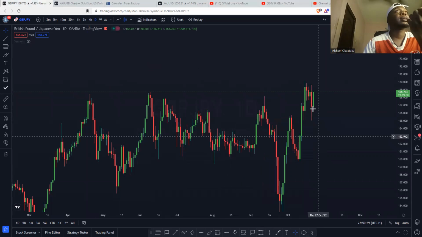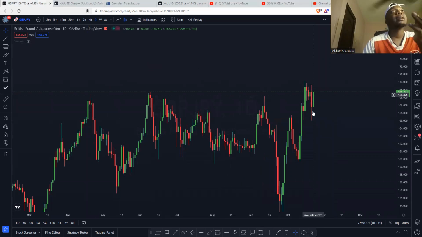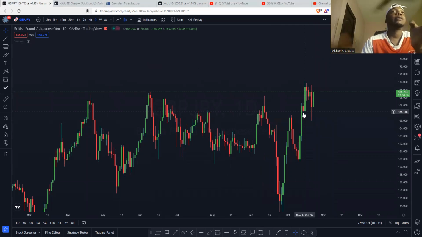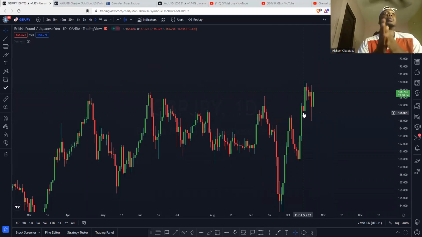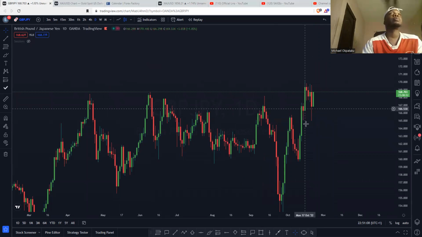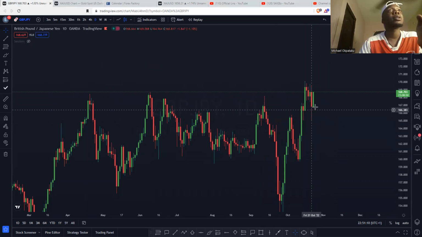Now this is the daily time frame. You can see the daily ended bearish. So if I'm to follow the bearish daily bias, I should be expecting a sell, probably when price flips below this daily candle, for price to keep going down.